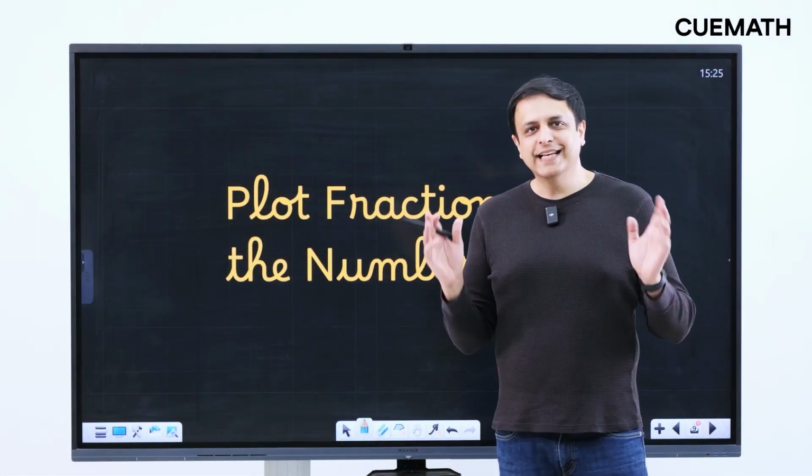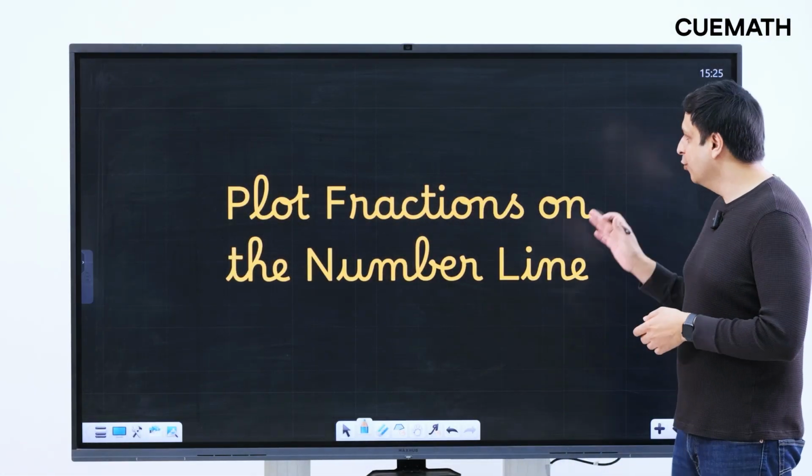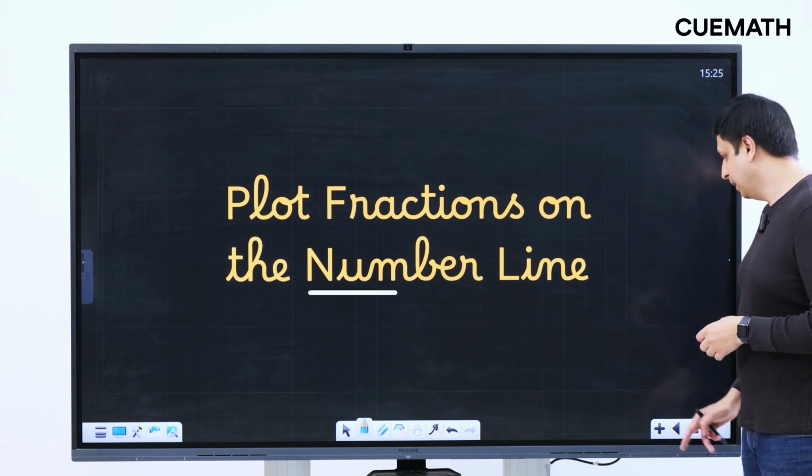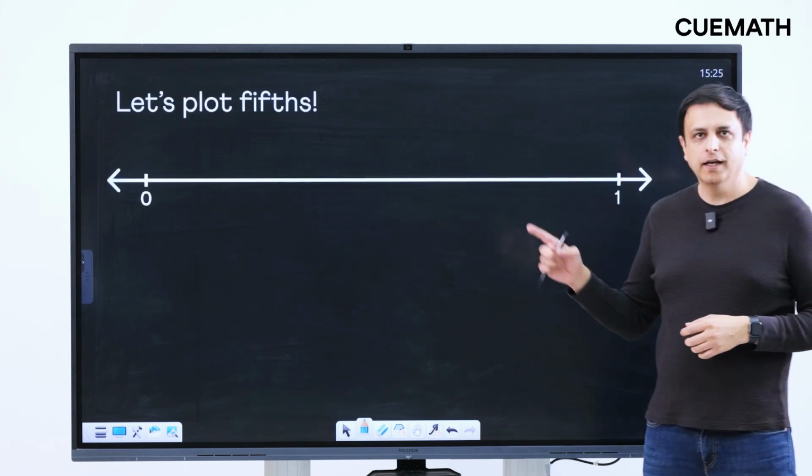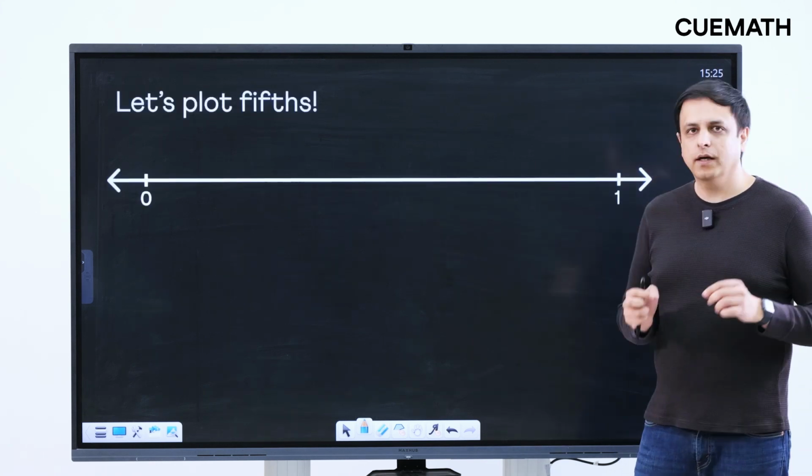Hello everybody, in this lesson I will help you learn how to plot fractions on the number line. So let's get started right away. The first task is to plot fifths.